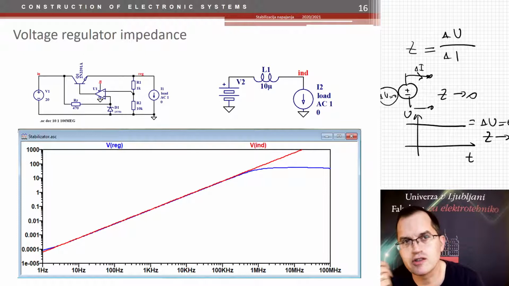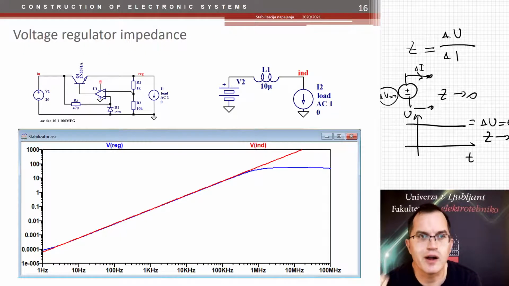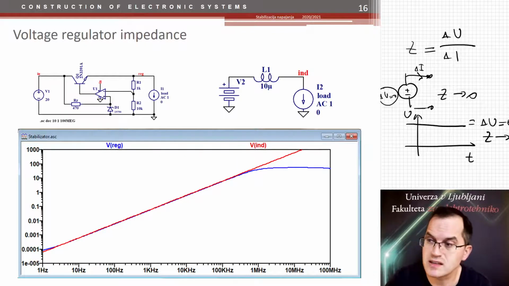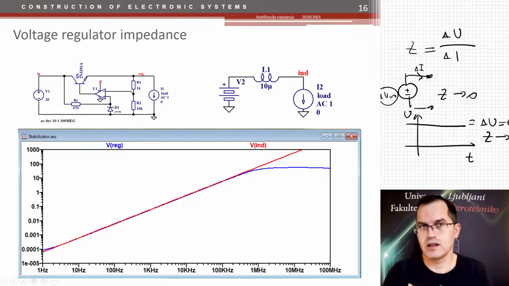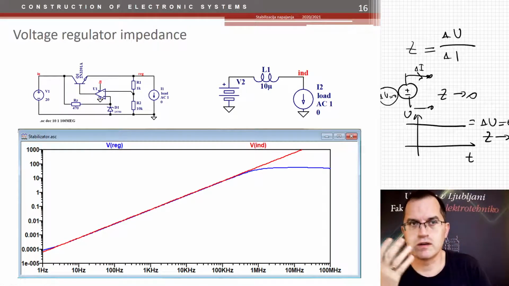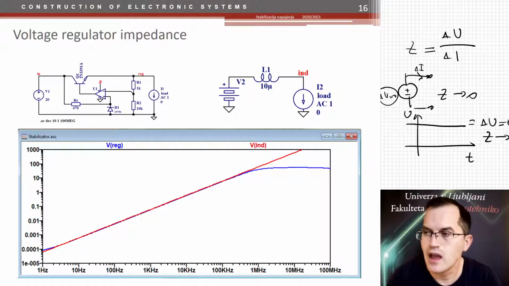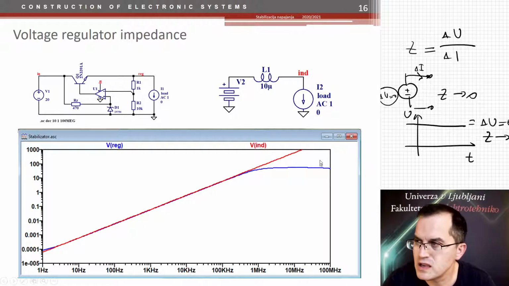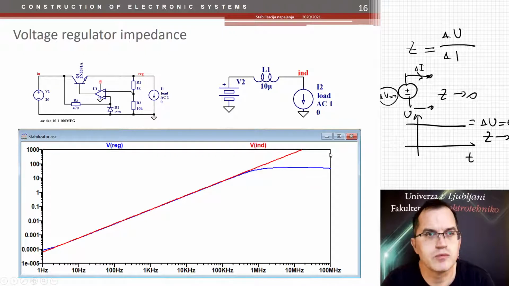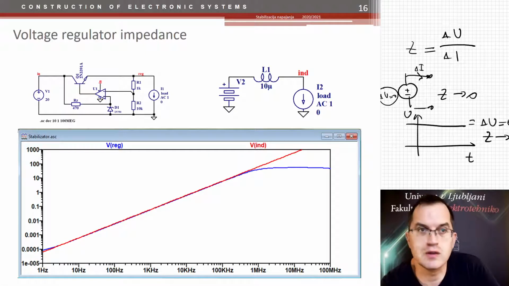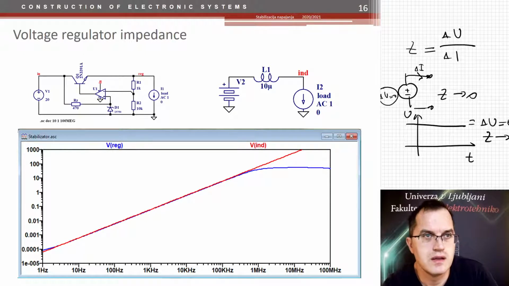So that voltage regulator acts as a coil, as an inductance of 10 microhenries, which is a lot. Which means that at the frequency our microcontroller is operating, this impedance would be in the range of 10 and more ohms, which is a lot. So a change of 1 amp would change the voltage in the range of 10 volts, which is really a lot. So it's not just that.